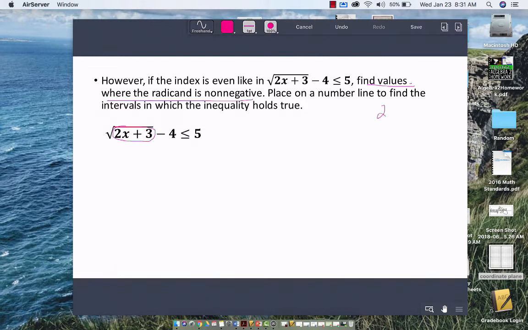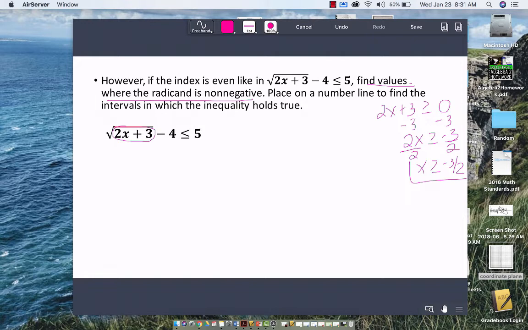I'm going to take my radicand, 2x plus 3, and that number has to be greater than or equal to 0, whatever x is. So now I'm going to subtract 3 from both sides. 2x is greater than or equal to negative 3, and divide by 2. So I know in the end that whatever my answer is, my field of x's, it also has to be greater than or equal to negative 3 halves, because it does me no good if I get x is equal to negative 5, and then that gives me a negative 7 underneath my radical. That will do me no good.